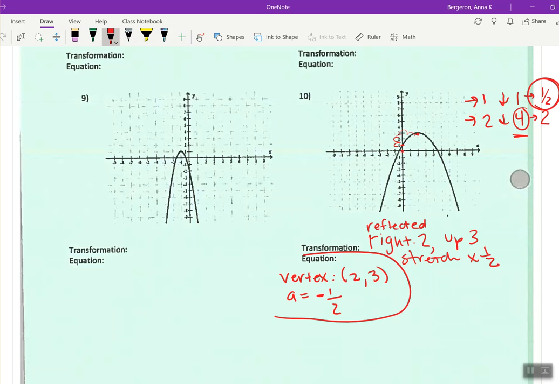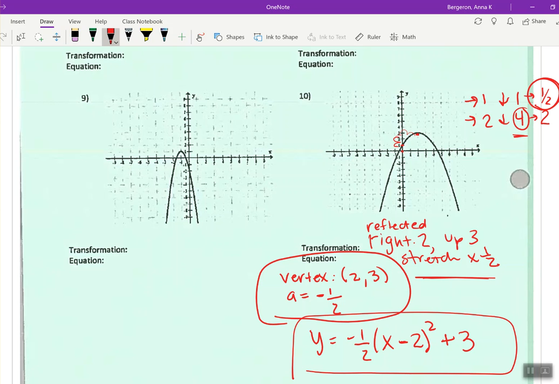So these are those two pieces of information that we needed, and we get them from that list of transformations, and now we can write the equation. So I have y equals negative 1/2 x minus the first value, so x minus 2 squared, plus that second value of my vertex, which is 3. So this would be the equation of that graph.